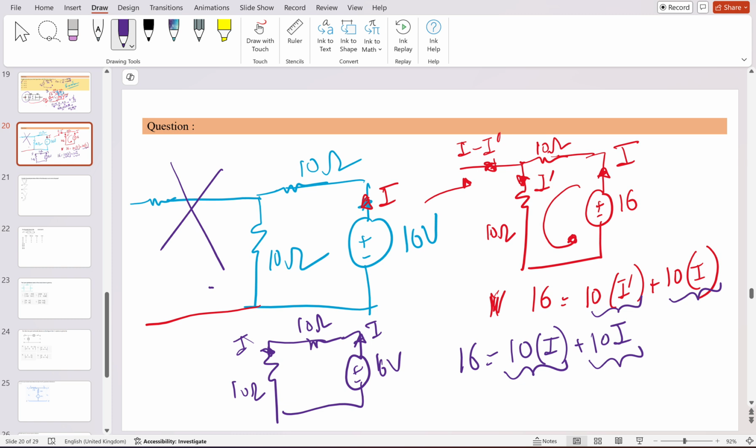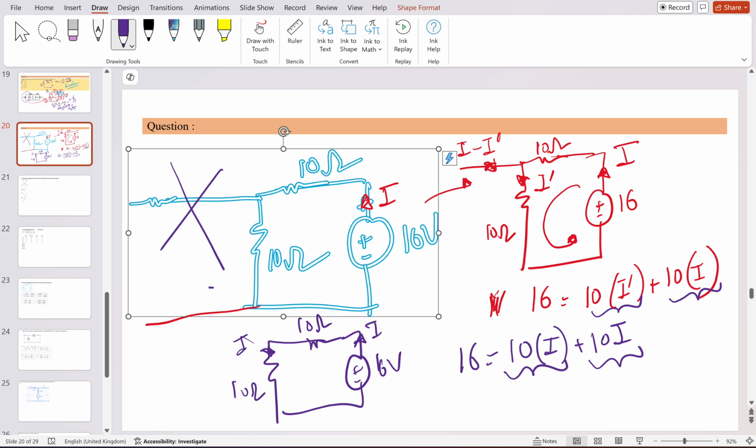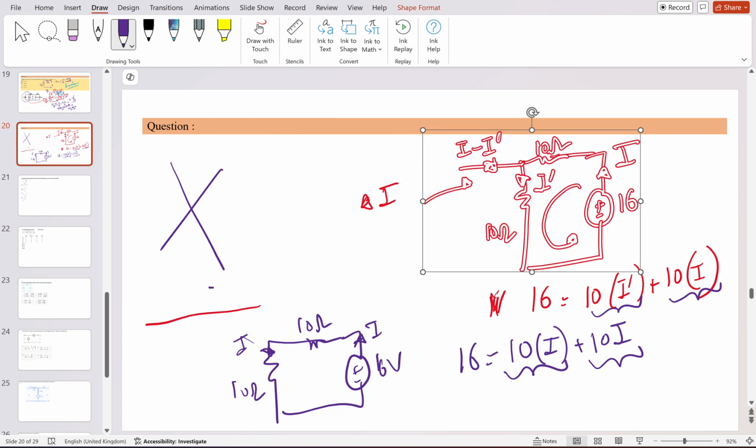So only if the current is the same should we use the voltage divider. The voltage division principle is only applicable when there are series impedances and no current is flowing out of that connection. Suppose I take one example here.